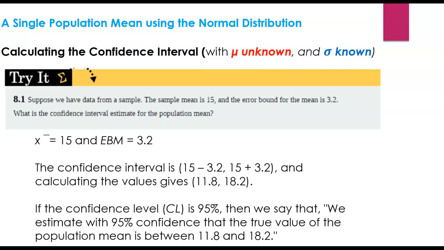X bar will be 15 and our error bound measure is 3.2. The confidence interval is 15 minus 3.2, comma 15 plus 3.2, and calculating the values gives 11.8, comma 18.2. If the confidence level would be 95%, then we say that we estimate with 95% confidence that the true value of the population mean is between 11.8 and 18.2.